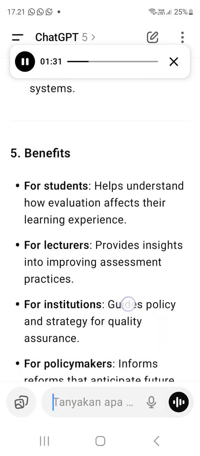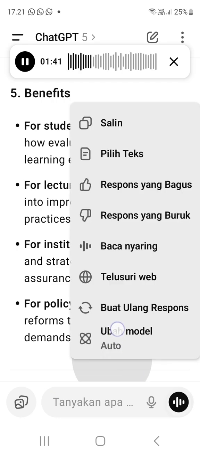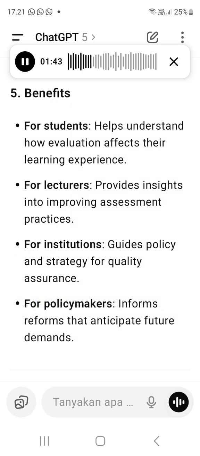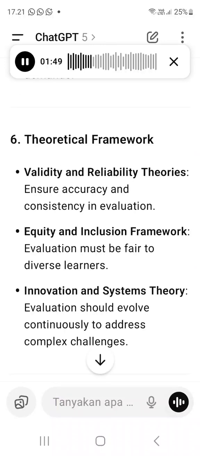5. Benefits. For students, helps understand how evaluation affects their learning experience. For lecturers, provides insights into improving assessment practices. For institutions, guides policy and strategy for quality assurance. For policymakers, informs reforms that anticipate future demands.